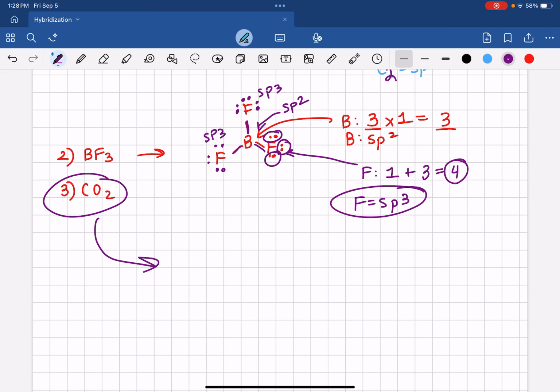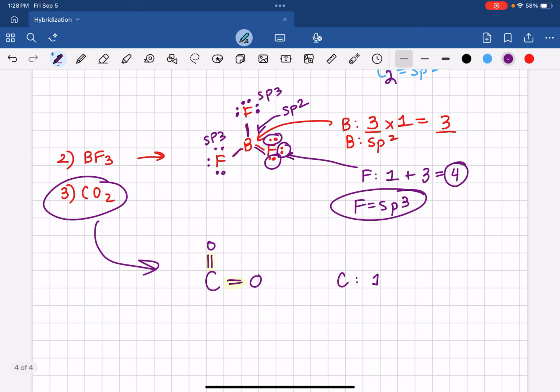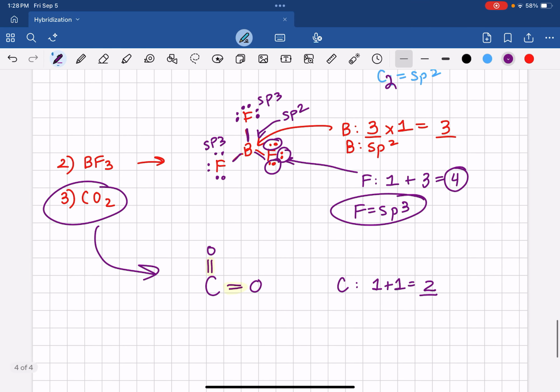Let's do our last example. C is double bonded to O, which is also double bonded to O. Let's figure out the hybridization of carbon. The carbon, if we label it, is connected to 2 double bonds, but each double bond counts as 1. So 1 plus 1 gives me 2 regions. 2 regions is sp. So the carbon in the middle has a configuration of sp.